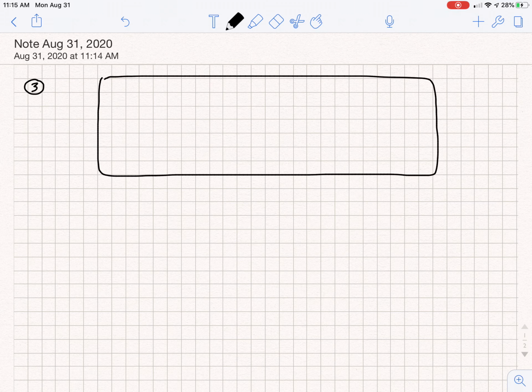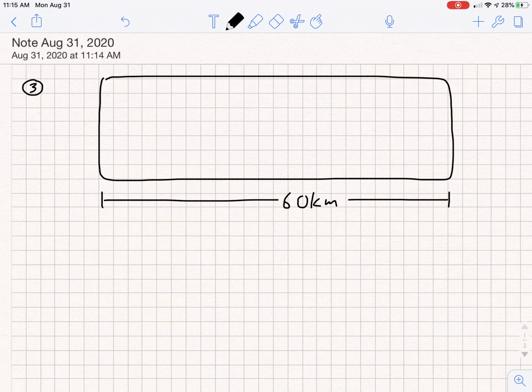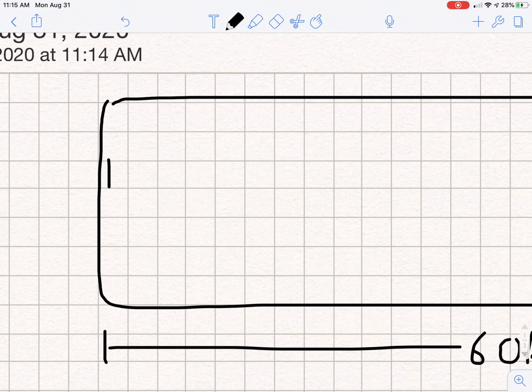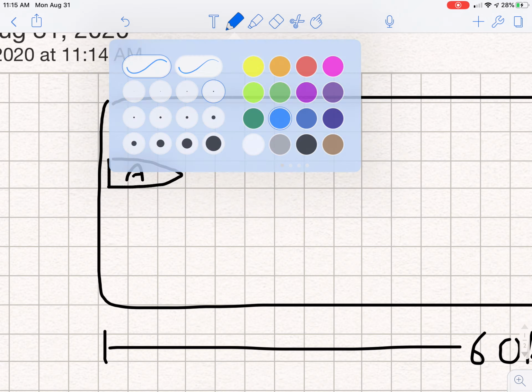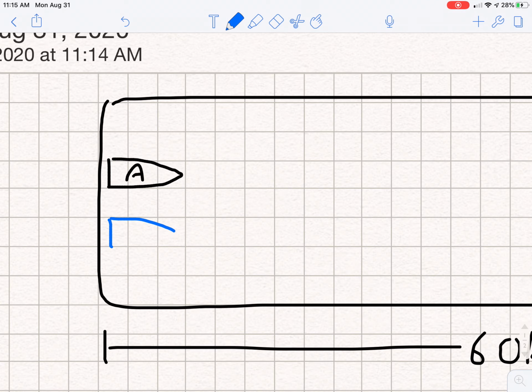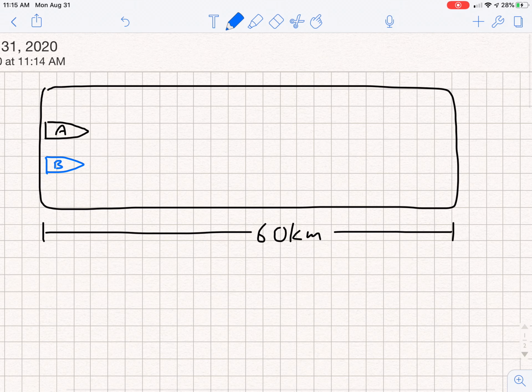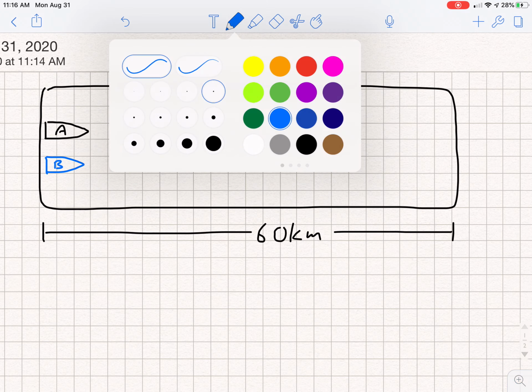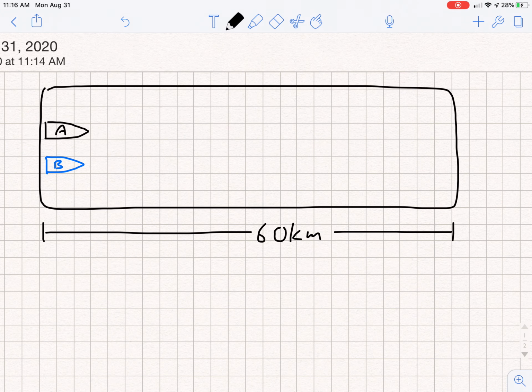Let's say this represents the lake that we know is 60 kilometers wide across. And we have two boats, boat A and boat B. The question goes on to say boat A starts across the lake at 60 kilometers per hour and returns at 60 kilometers per hour.